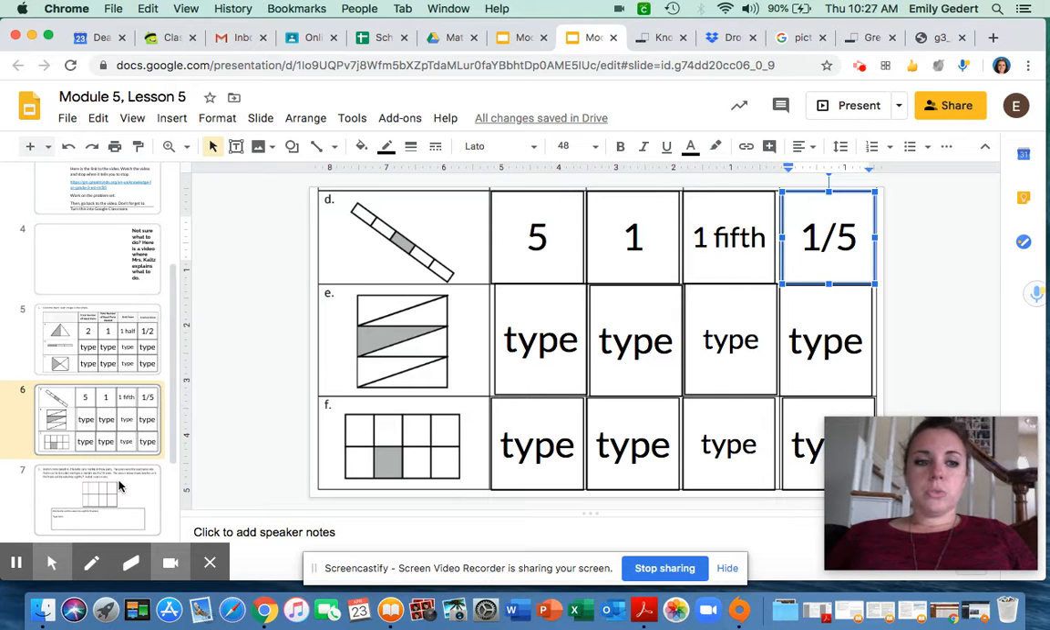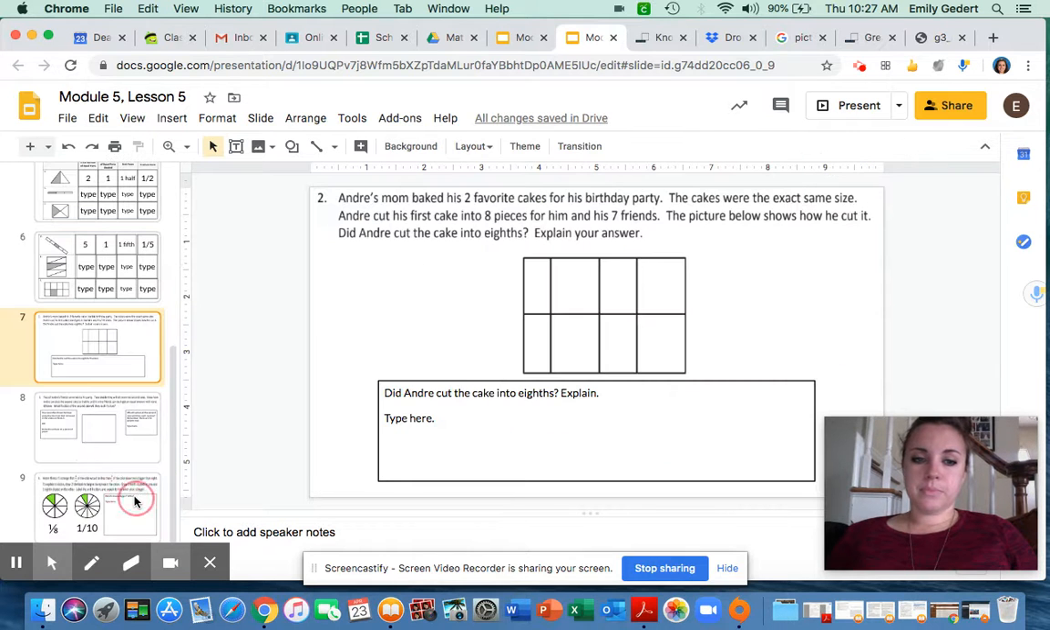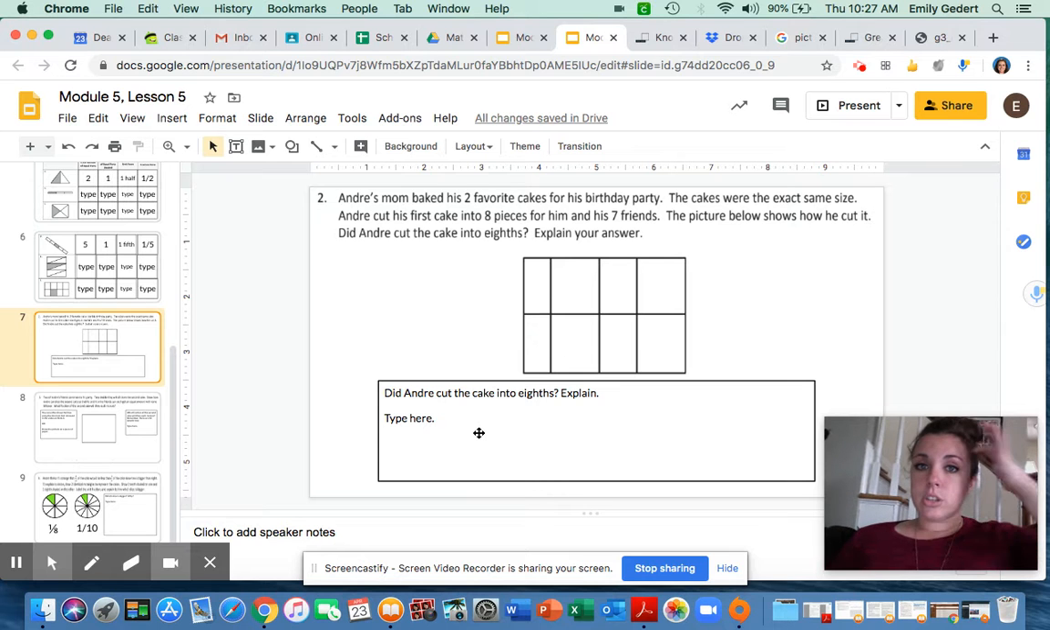For number 2, 3, and 4, they're word problems when it comes to fractions. So you're going to read the problem, and then you're going to answer the question in the text box. So this one, they just want to know, did he correctly cut this into eighths for him and his 7 friends? Because he needs 8 pieces. So you're going to say, yes, he did correctly cut it into eighths, or no, he did not.